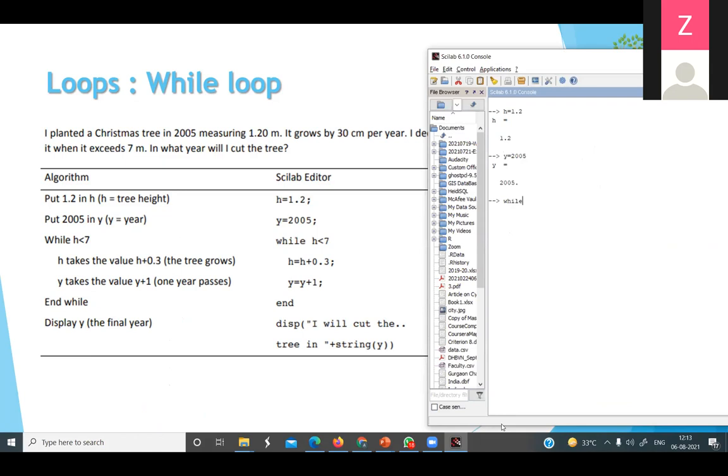Let us put all the instructions in a loop: while h is less than 7. Each year, the height increases by 0.3, h equal to h plus 0.3. And the year also gets incremented with the increase in height. So it started with 2005. There's a small mistake. While h is less than 7, h equal to h plus 0.3, and y equal to y plus 1.